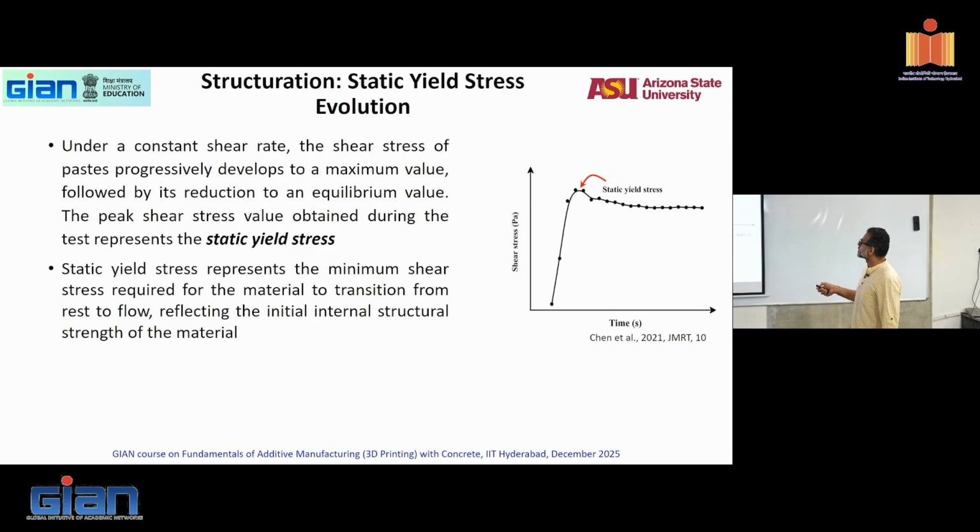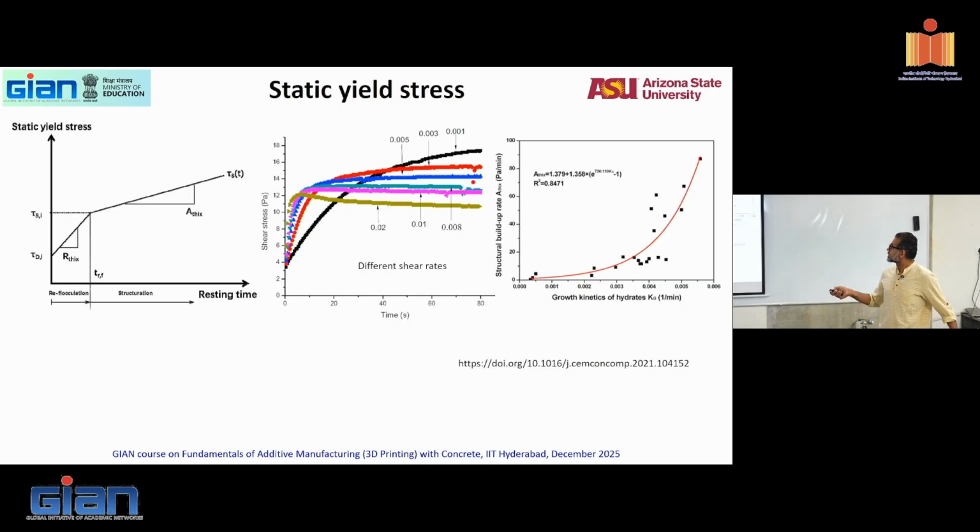So static yield stress: under a constant shear rate, the shear stress of the paste progressively develops to a maximum value with time. So when you do a constant shear rate with time, you get to a maximum value after which it reduces to an equilibrium value. The peak shear stress is the static yield stress, which is the minimum shear stress required for the material to transition from rest to flow, reflecting the internal structural strength. Whatever is the internal structural strength required to transition from rest to flow. So these are some examples of static yield strength.